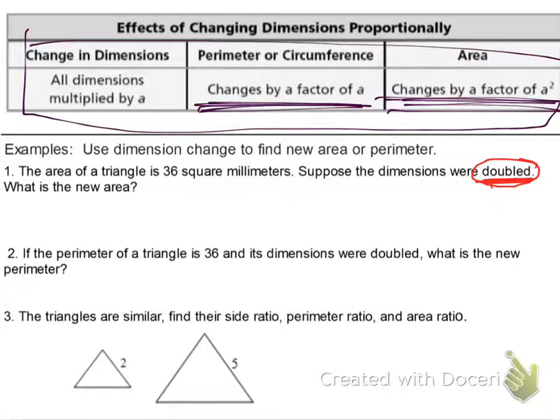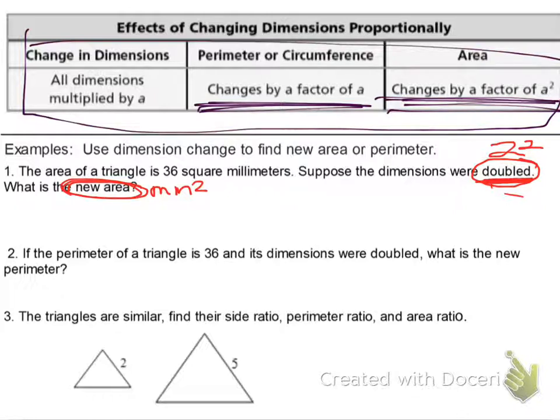I always identify my original scale factor. So what is happening to our dimensions? Our dimensions are being doubled, so that's a scale factor of 2. If it is a scale factor of 2, and we're talking about the new area, area is in units that are squared, in this case millimeters squared. So I'm going to take my original scale factor and square it. Now my area scale factor is 4-to-1.